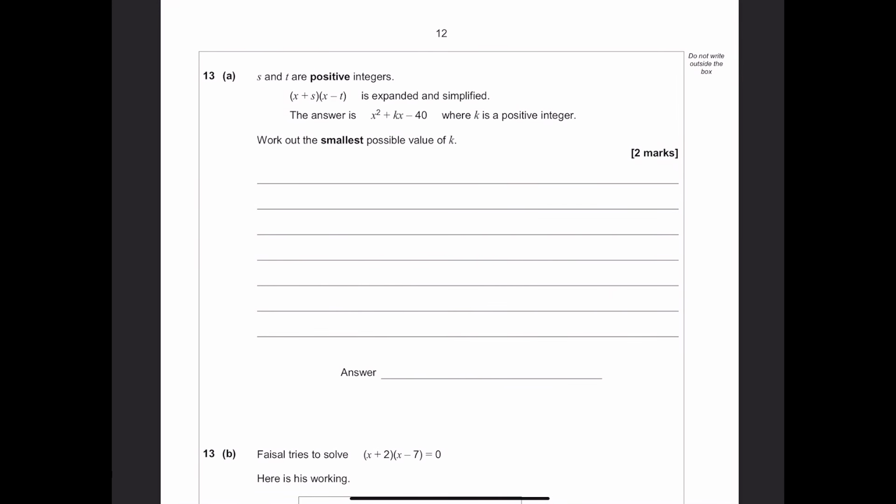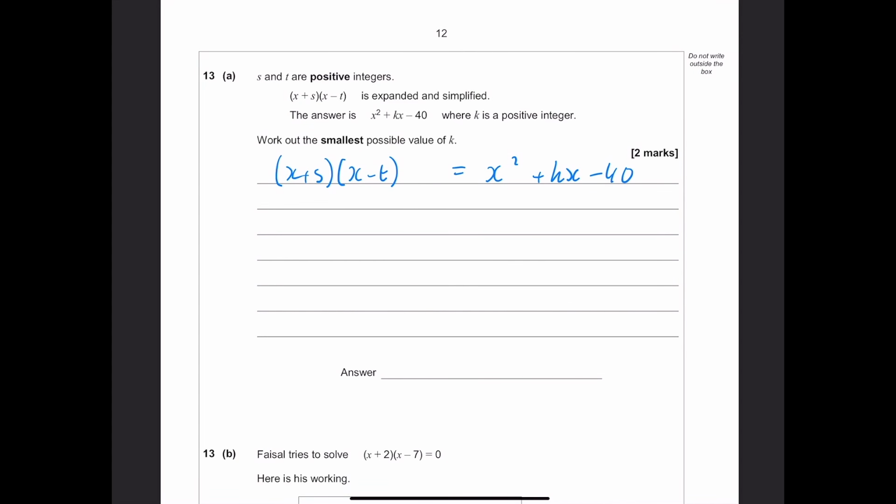s and t are positive integers. This is expanded and simplified. The answer is this, where k is a positive integer. Work out the smallest possible value of k. So I'm going to start off just by writing our double bracket out. And we know that equals x squared plus kx minus 40.